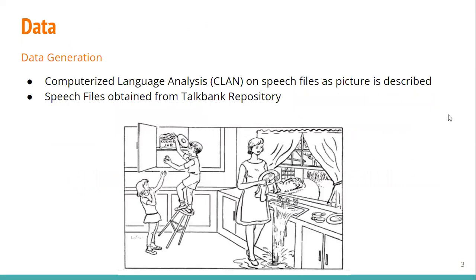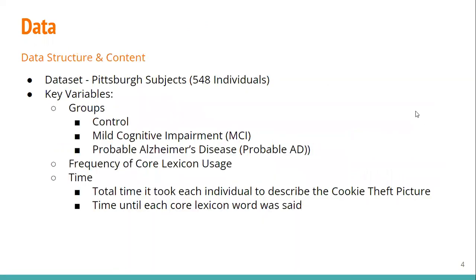So our data were generated by performing computerized language analysis on speech files as the cookie theft picture was described. These speech files were obtained from the TalkBank repository. In our data set, we had 548 individuals who were Pittsburgh subjects, and they were categorized into three groups, namely the control group. These are individuals who had no dementia symptoms. The mild cognitive impairment group, these are individuals who had early signs of dementia, while the probable Alzheimer's disease group had strong symptoms of dementia.